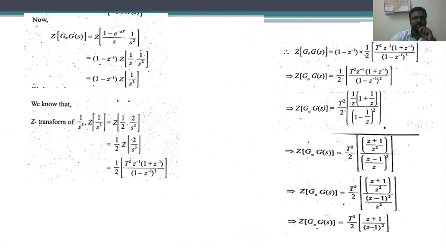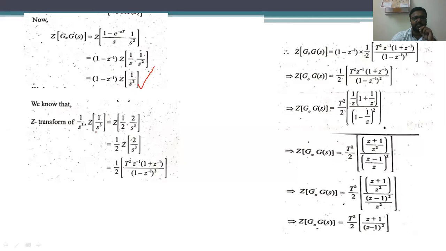It is nothing but 1 minus z inverse into Z transform of 1 divided by S into S square. That is nothing but 1 by S square is the G of S value. It has to be multiplied with 1 by S. Why? Because it is in the denominator. So this is the final expression for the Z transform of G naught into G of S. Initially we have to determine the value of the Z transform of 1 by S square.